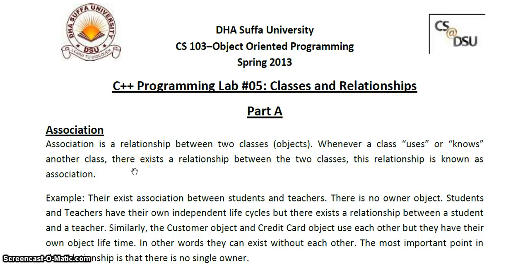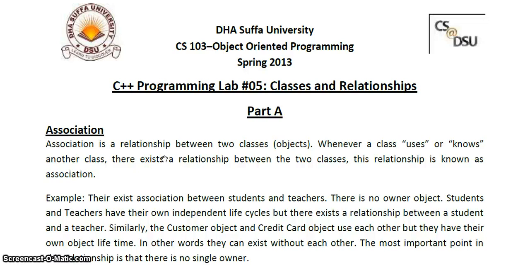So association is a relationship in which there is no ownership between the two classes, and the lifetime is also not dependent on either of these classes. This is the basic idea behind association. Any sort of relationship in which the two classes are independent but they are related in one form or the other. So it's a relationship between two classes whenever a class uses or knows the other. Association is also called a uses-a relationship, or knows relationship.